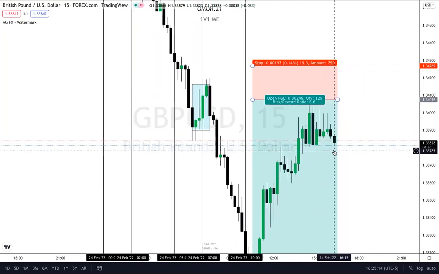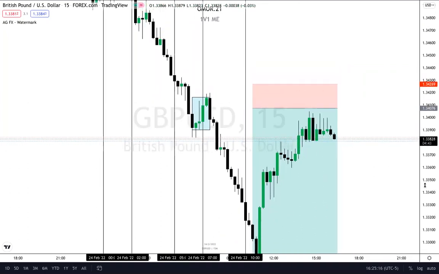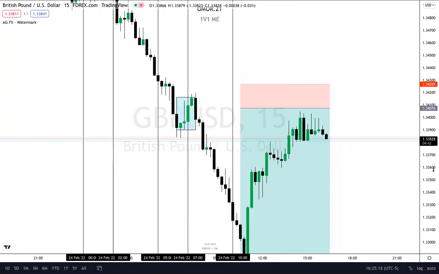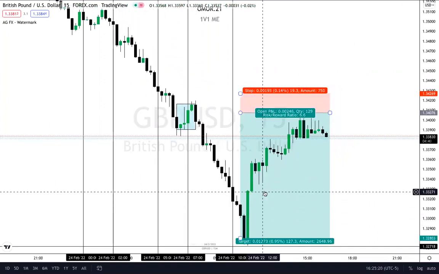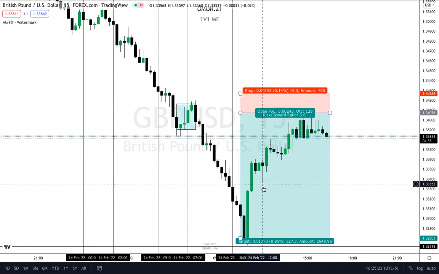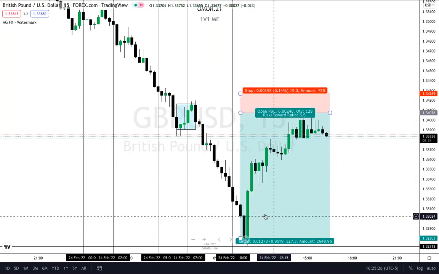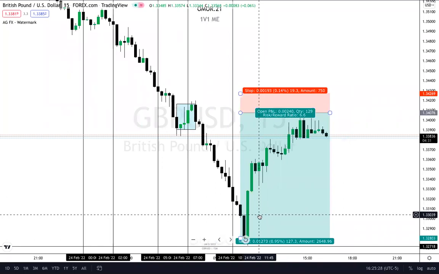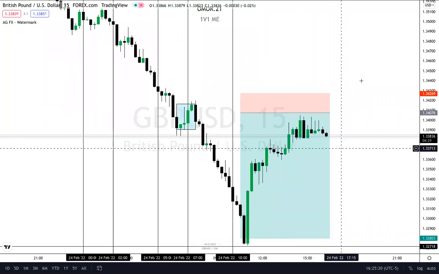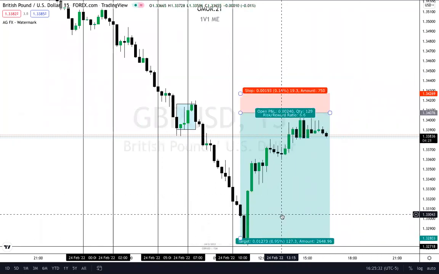It probably will trade. If it does trade down, it has imbalance from here. It has this imbalance to fill within these two candles, and it could react off this order block. When I say react, I don't mean it's going to bounce off and become bullish. I mean price could stall there.